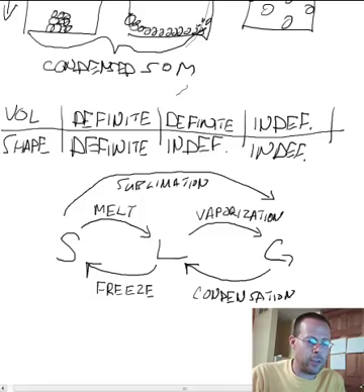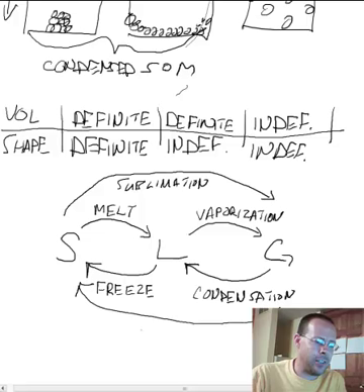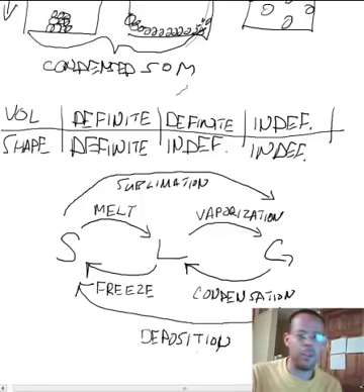And lastly, our last one is from a gas to a solid. There are no real good examples of this, but this is known as deposition. The way you think about this is the gas deposits itself as a solid. So deposition, and that is what you need to know about matter.